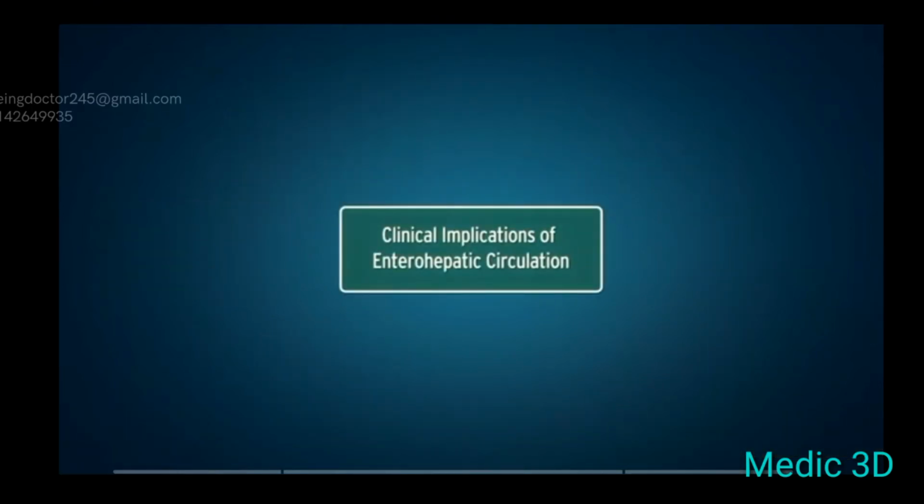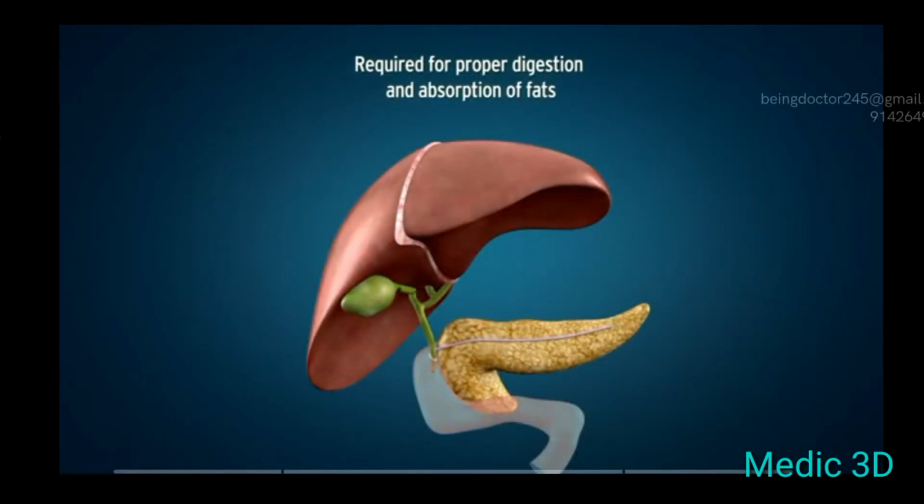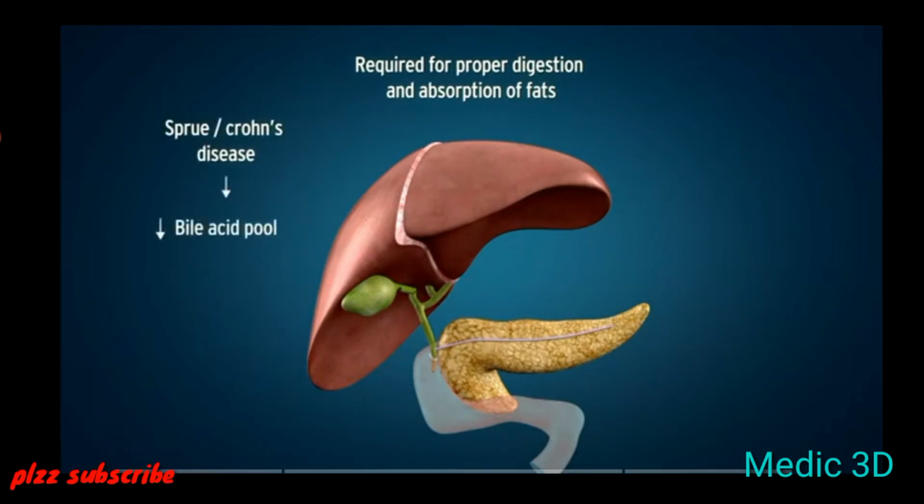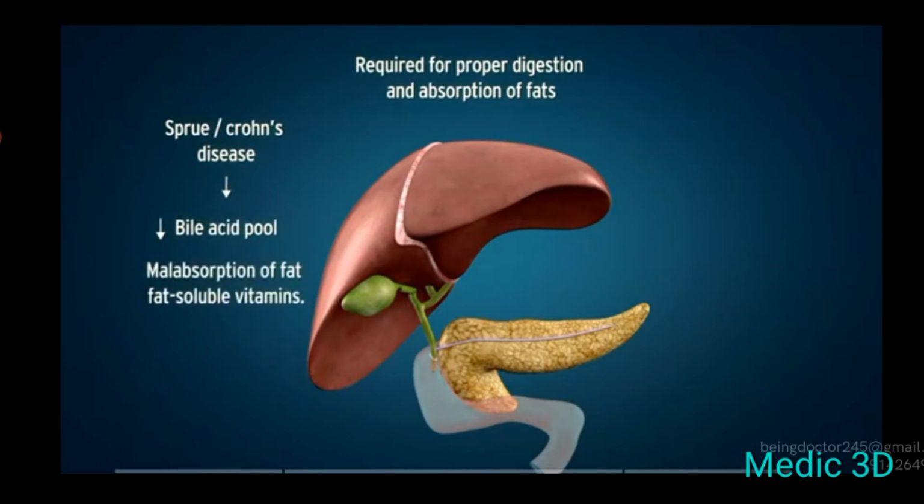Clinical implications of enterohepatic circulation. Because bile salts are required for proper digestion and absorption of fats, any condition that disrupts the enterohepatic circulation, such as ileal resection, or small intestine diseases such as sprue or Crohn's disease, leads to a decreased bile acid pool and malabsorption of fat and fat-soluble vitamins.